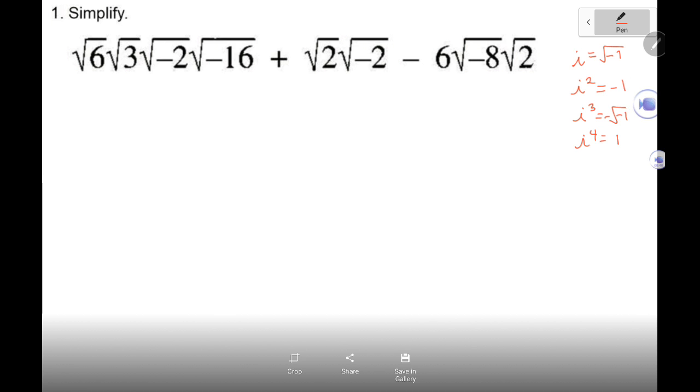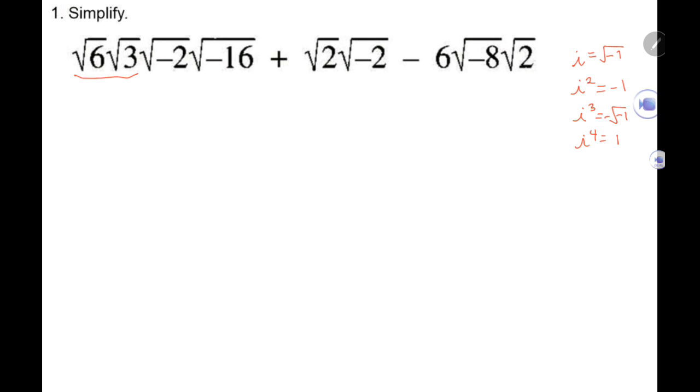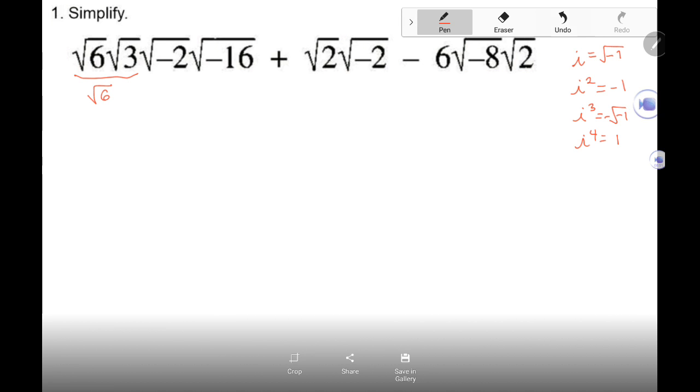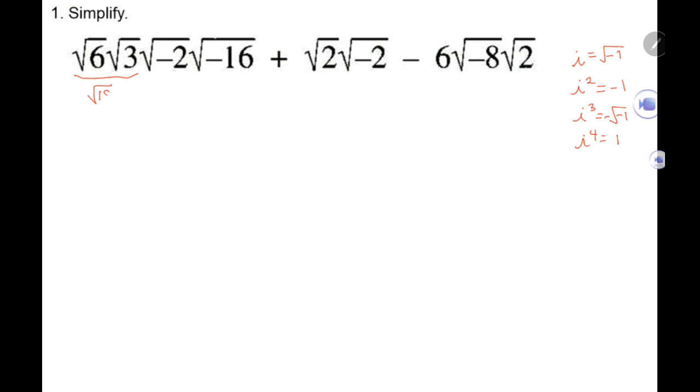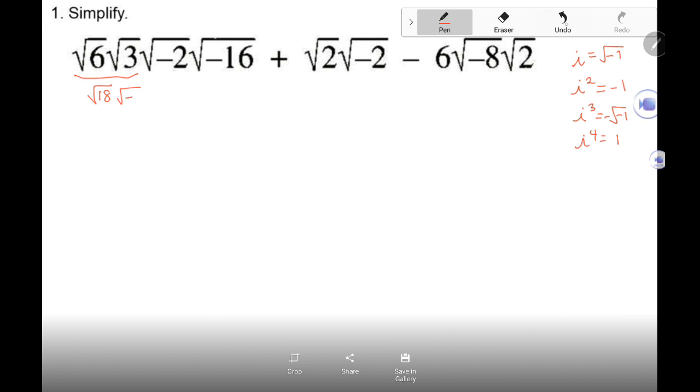Okay, so let's go ahead and do this. This one's a little bit more interesting because we're going to combine these: the square root of 6 and the square root of 3. I said I was going to combine them. So let me go ahead and do that and say the square root of 18 times the square root of negative 2. Let me convert that as well.